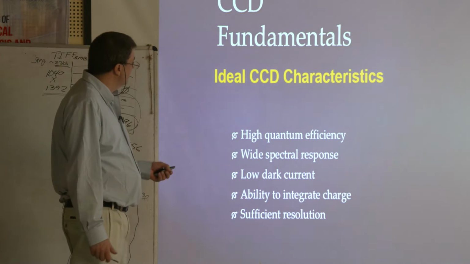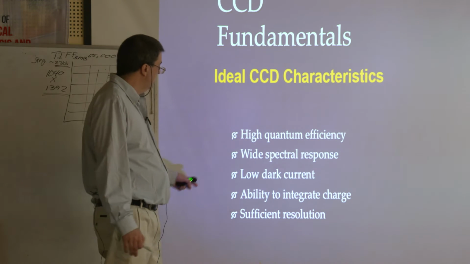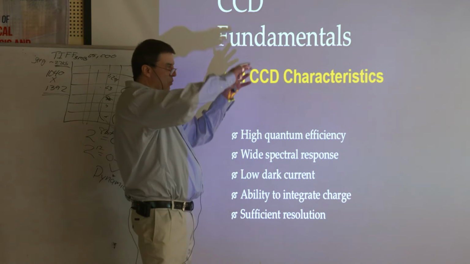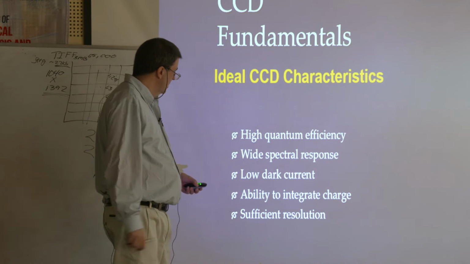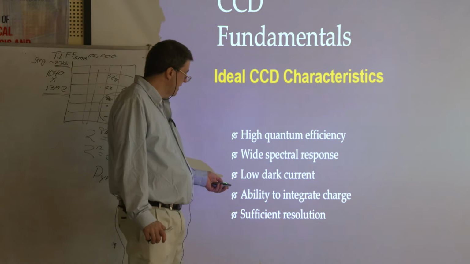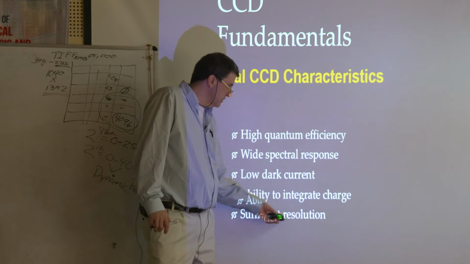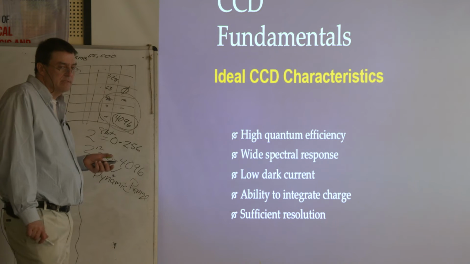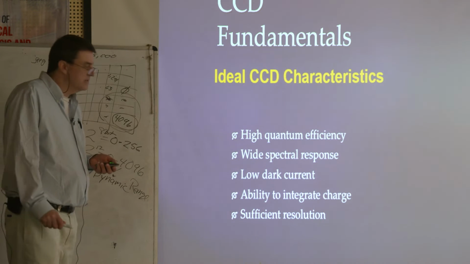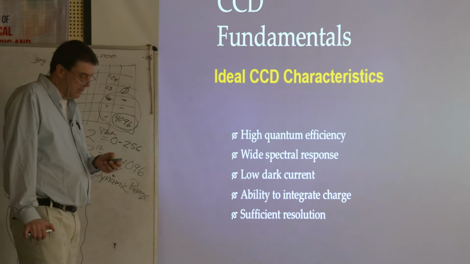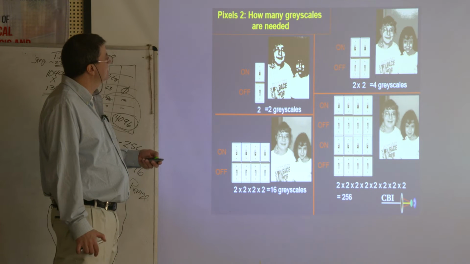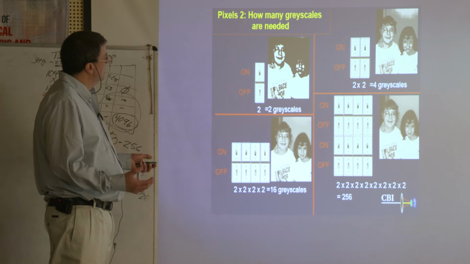Like I said, ideally, if you have a ton of money, you want to get a camera with a high quantum efficiency that can work across a wide spectrum. Low dark current just has to do with noise. We're not going to get into that. And again, you want sufficient resolution. You need enough pixels to work with. Most of the time, a million pixel camera is fine for all the scientific imaging you'll do. It doesn't sound as good, but remember, it's a detector, not just a camera. Pixels, obviously. Now, the rest of this is just the idea of looking at grayscales.